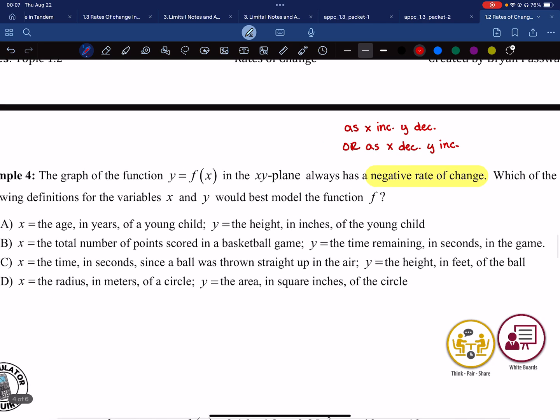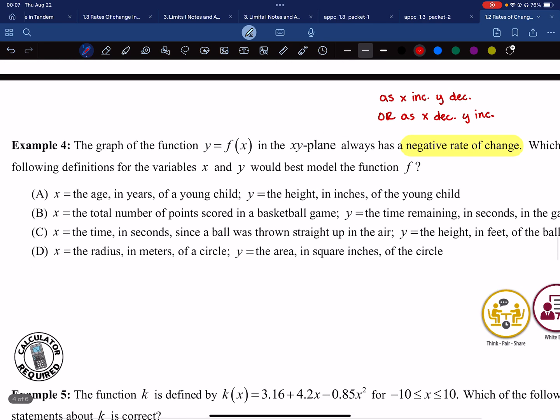So let's read. A, x is the age in years of a young child, and y is the height in inches of the young child. Well, typically what happens as you get older, so if you started as a baby to the time that you're maybe 15, 16, what happens with your height? Well, as you get older, your height starts to increase. So therefore, those are doing the same thing. My x is increasing, my y is increasing. So that won't work.